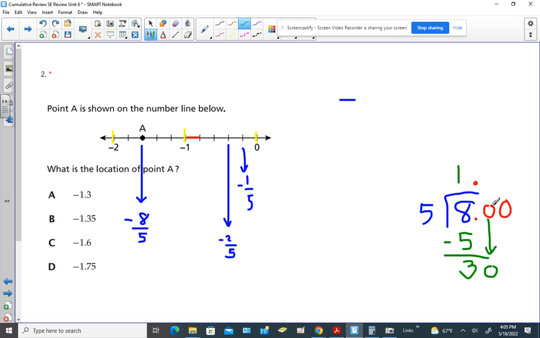5 goes into 30 how many times? Because you're going to put that number right here above this 0. Put it down, and then remember, don't forget about the negative, because it would be negative. So finish that up and then pick the answer choice that goes with it.